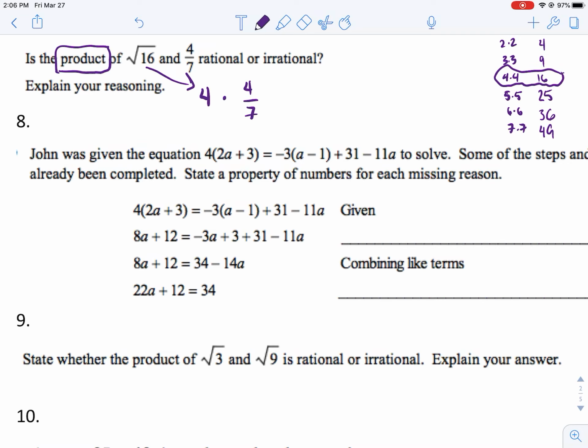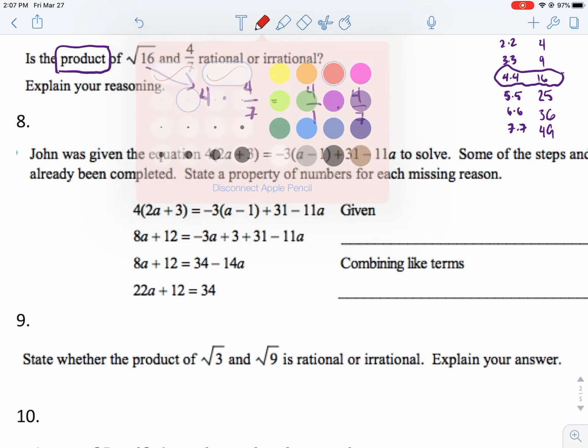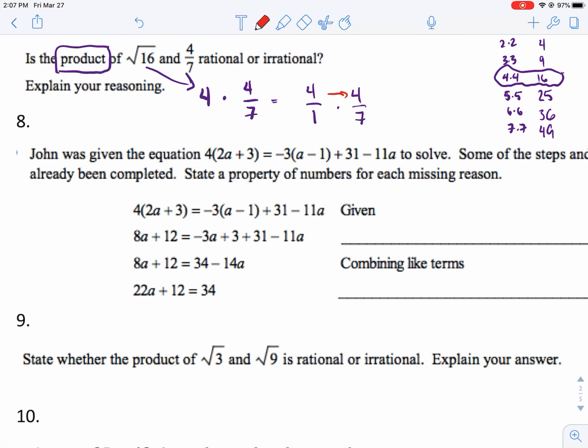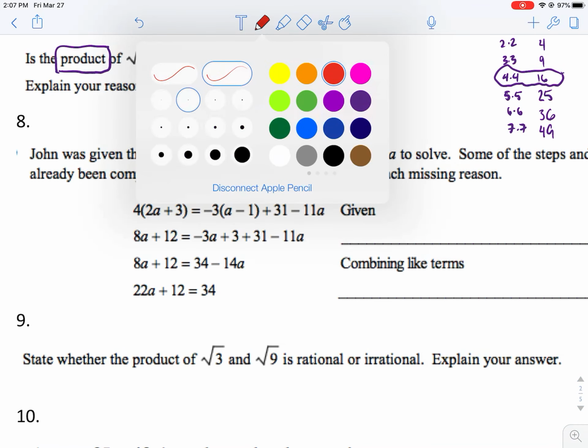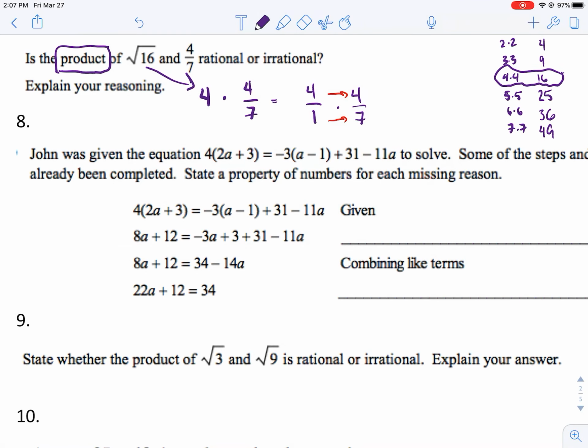4/7. Right? And 4 could be represented as a fraction, like we were just saying in the problem above. And when you multiply with fractions, we just multiply straight across, which is kind of nice. We don't have to worry about common denominators. So 4 times 4 is 16, and 7 times 1 is 7. So our answer is 16/7.